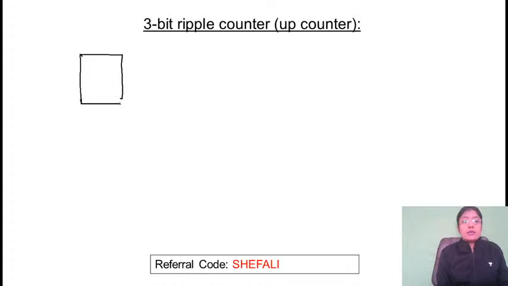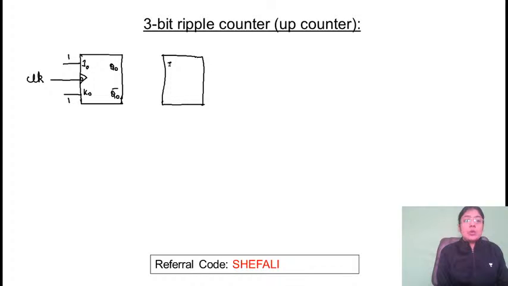Let's assume that I'm taking the same flip-flop that we have considered in the previous example. 2 outputs are there which are complement of each other. Input is fixed, that is 1, and it's working on negative edge triggering. Next flip-flop we have, in which the input is J1 and K1, output is Q1 and Q1 complement, negative edge, and this is controlled by Q naught.